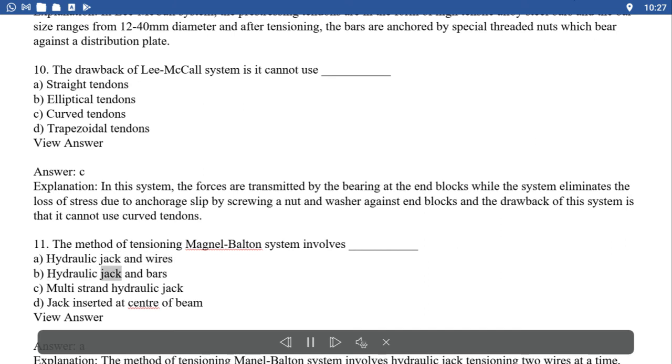B. Hydraulic jack and bars. C. Multi-strand hydraulic jack. D. Jack inserted at center of beam. Your answer: Answer A.